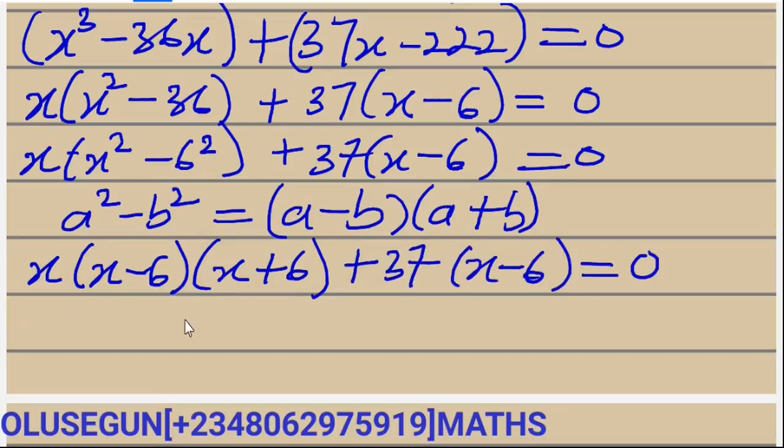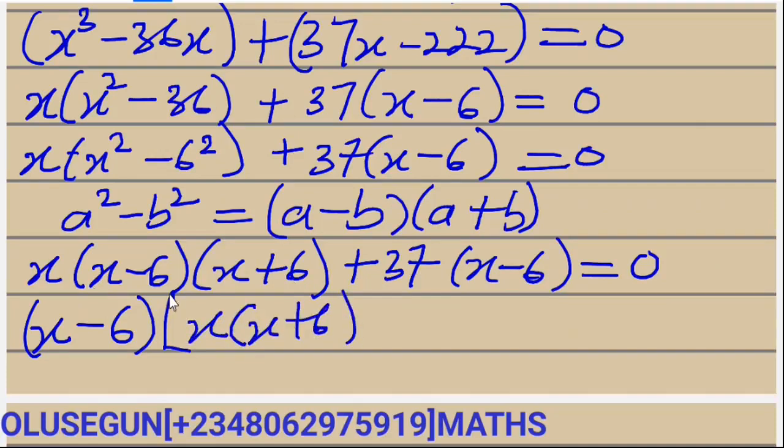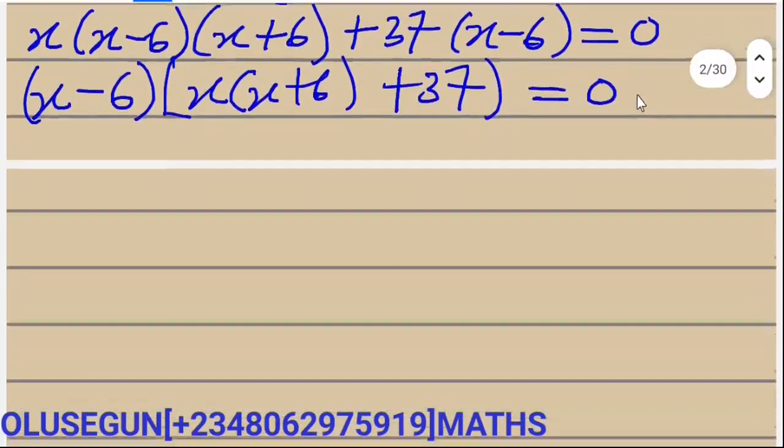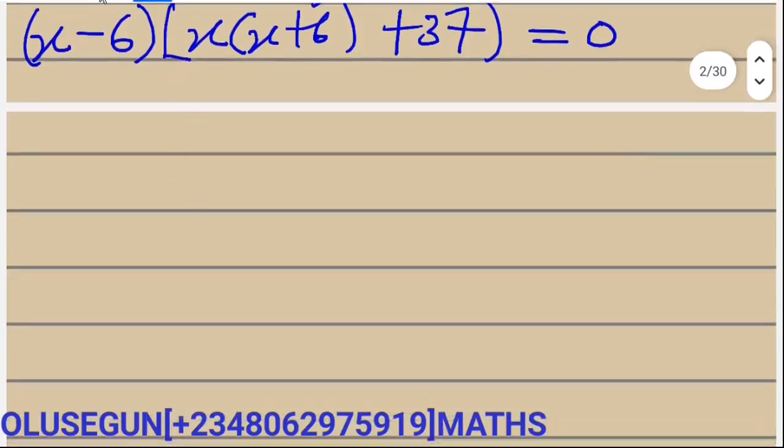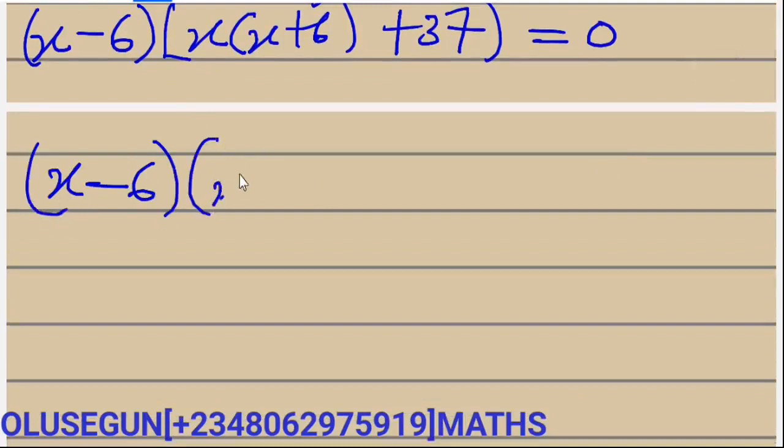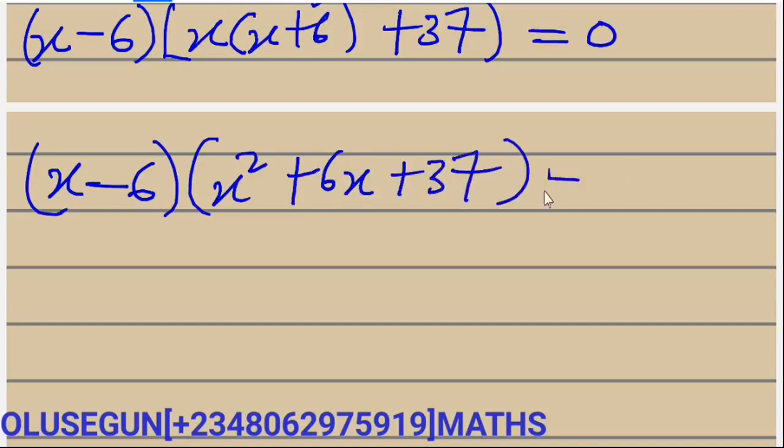You are able to see that x minus 6 is common. It will remain x bracket x plus 6 here plus 37 is equal to 0. So we now have x minus 6 bracket open onto x squared plus 6x plus 37 is equal to 0.